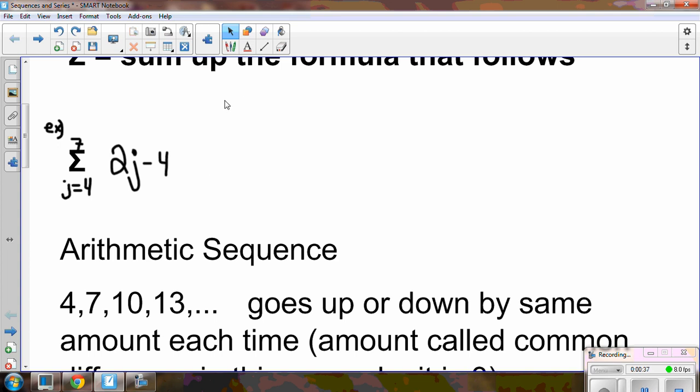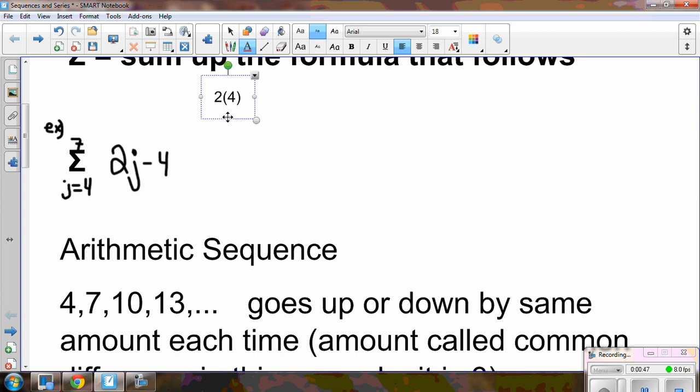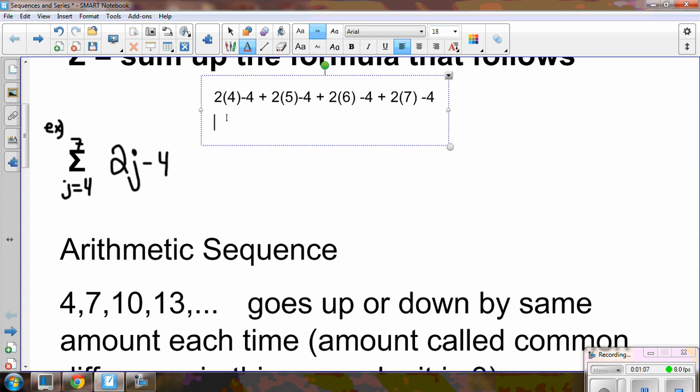What this means is that we're going to plug in the numbers 4 through 7 for j and then add them up. So we're going to do 2 times 4 minus 4, plus 2 times 5 minus 4, plus 2 times 6 minus 4, plus 2 times 7 minus 4. You can do this horizontally or vertically, just as long as you use this number down here to start, this number up here to stop, and you plug in each and every one.